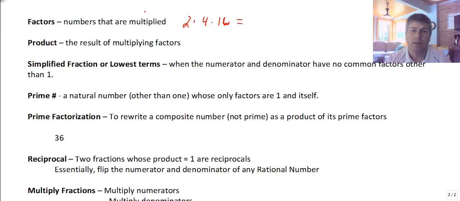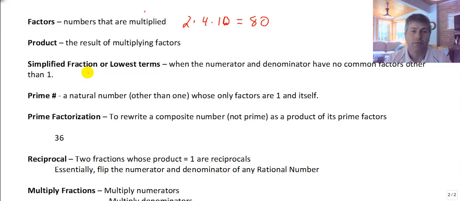We'll make 16 10 for me, and that is 80. Okay. A simplified fraction in lowest terms is when the numerator and denominator have no common factors other than 1. And I will expect you to simplify your fractions and put them in lowest terms.